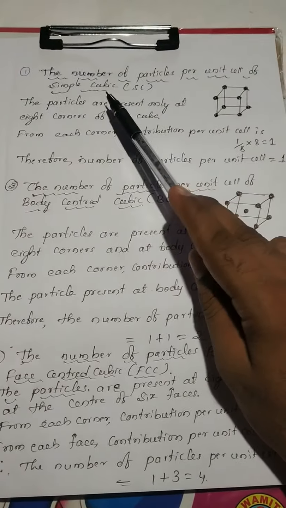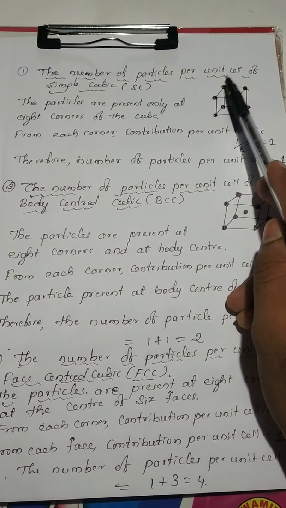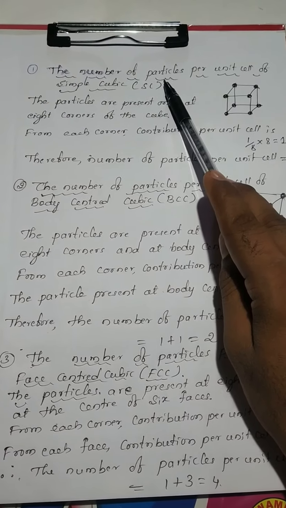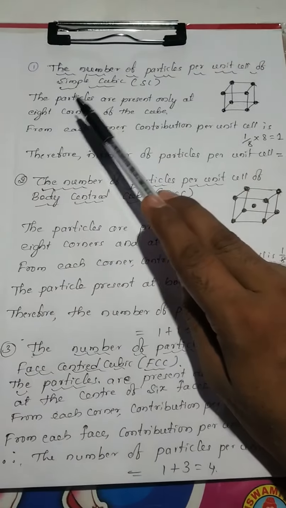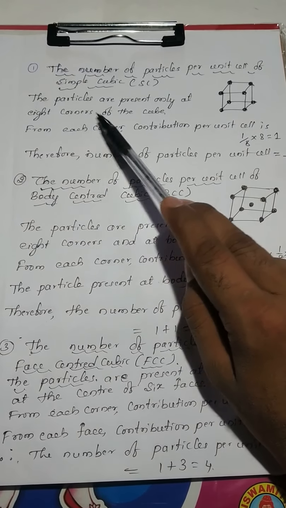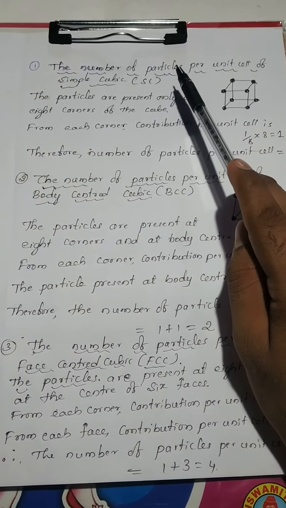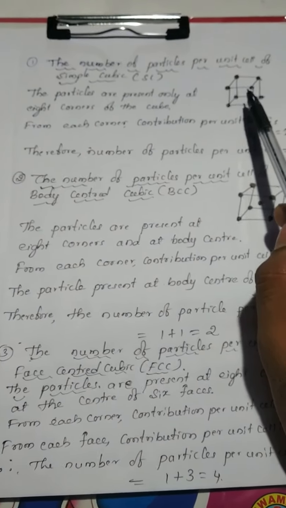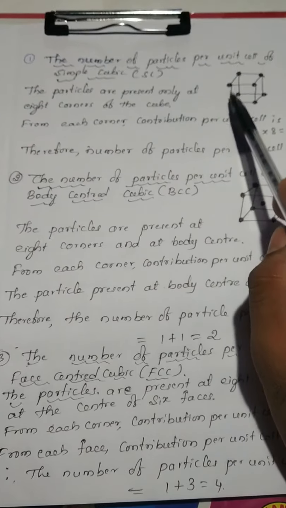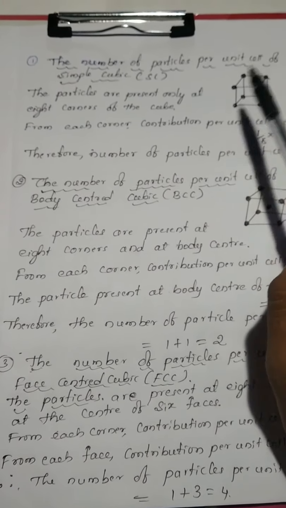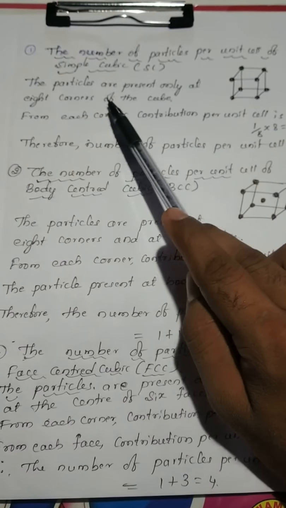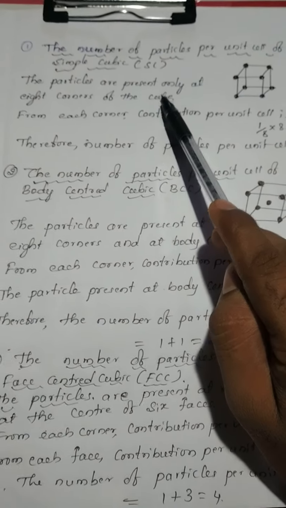Here, the number of particles per unit cell of simple cubic, or the number of particles present in the simple cubic unit cell. The particles are present only at the 8 corners in a simple cubic unit cell. Already you know that the particles are present only at the corners of the cube, the corners of the unit cell. So the particles are present at 8 corners of the cube.